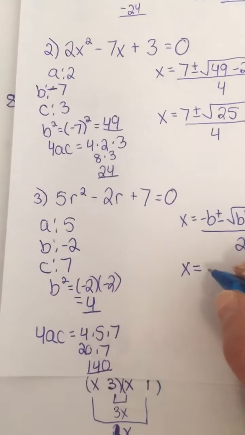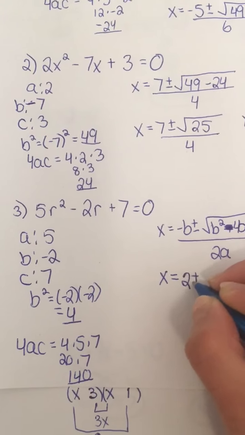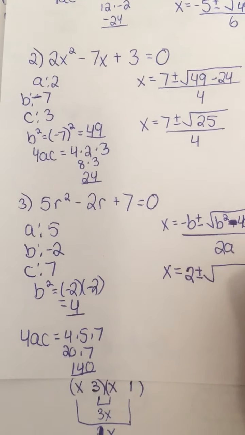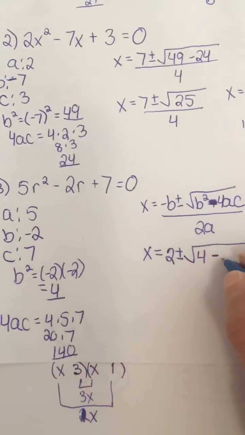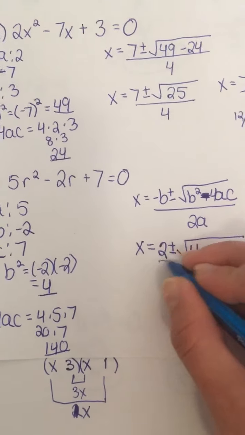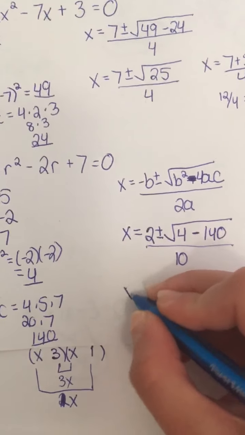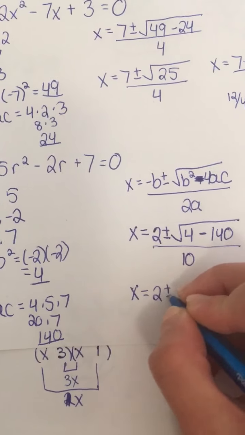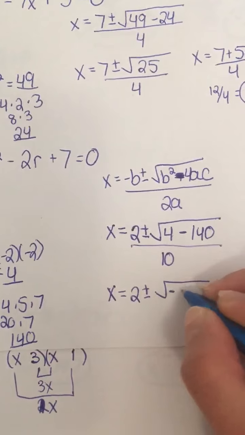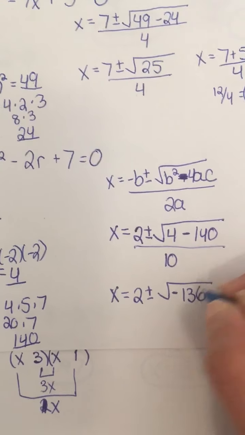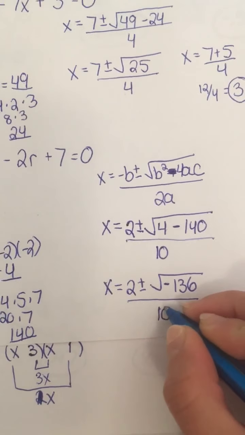Okay, so we're just going to plug in here. So negative b, negative negative becomes positive, plus and minus the square root of b squared, which is 4, minus 4ac, which is 140, over 2a, 2 times 5 is 10. So we have 2 plus and minus the square root. 4 minus 140 would be negative 136 because we're taking away 140 from 4. So we're in the negatives over 10.